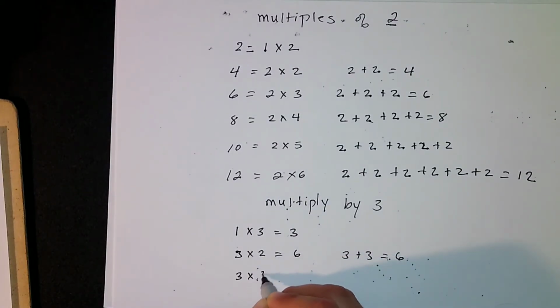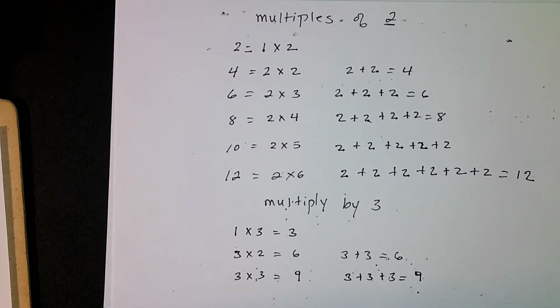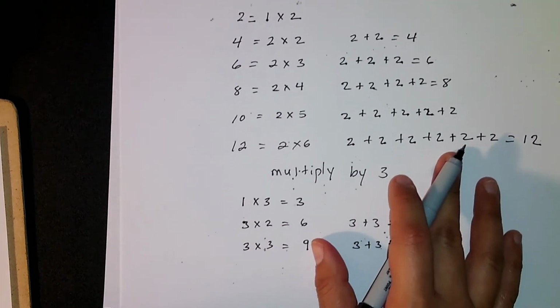3 times 3 is 9. 3 plus 3 plus 3 is 9. 3 plus 3 is 6. 6 plus 3 is 9. How many 3's are we asked here? 3. 1, 2, 3. How many 3's we need to make 6? 1, 2. Okay?